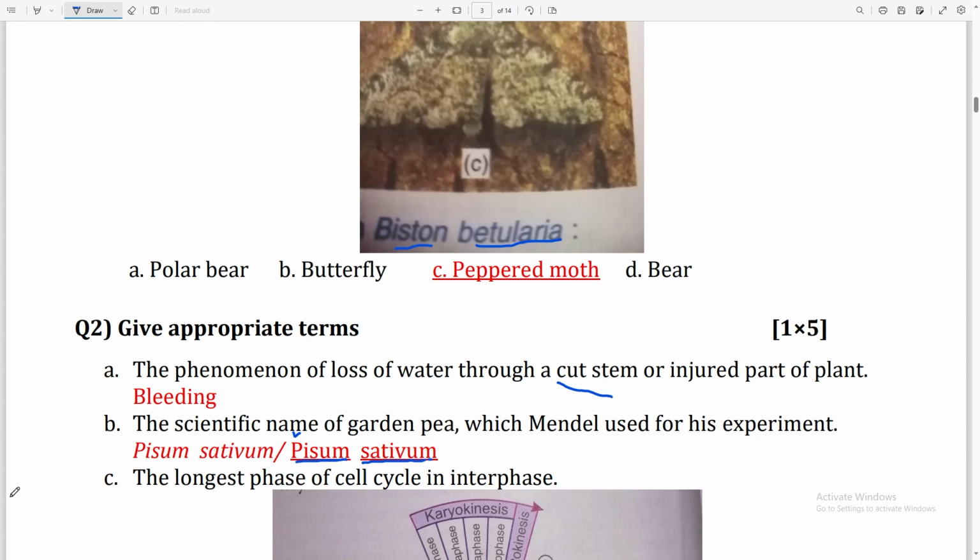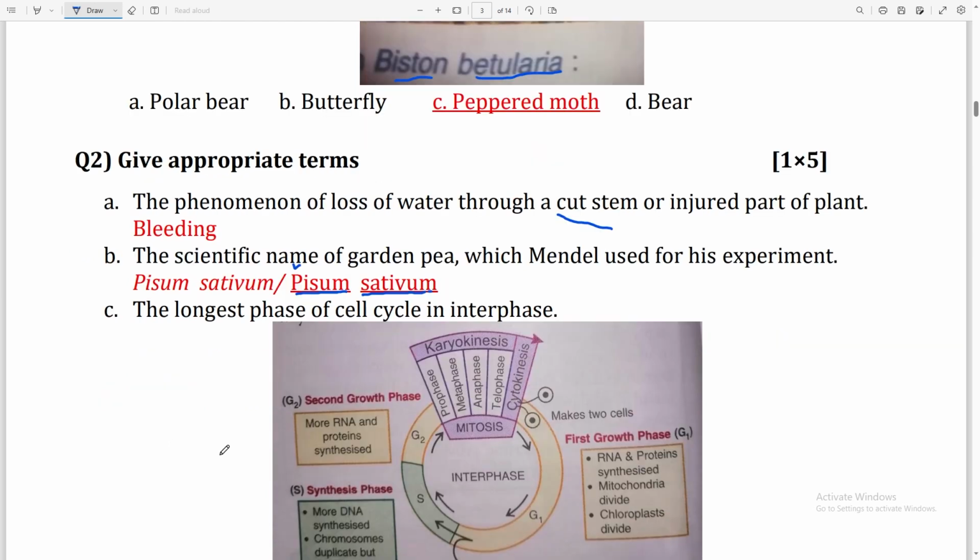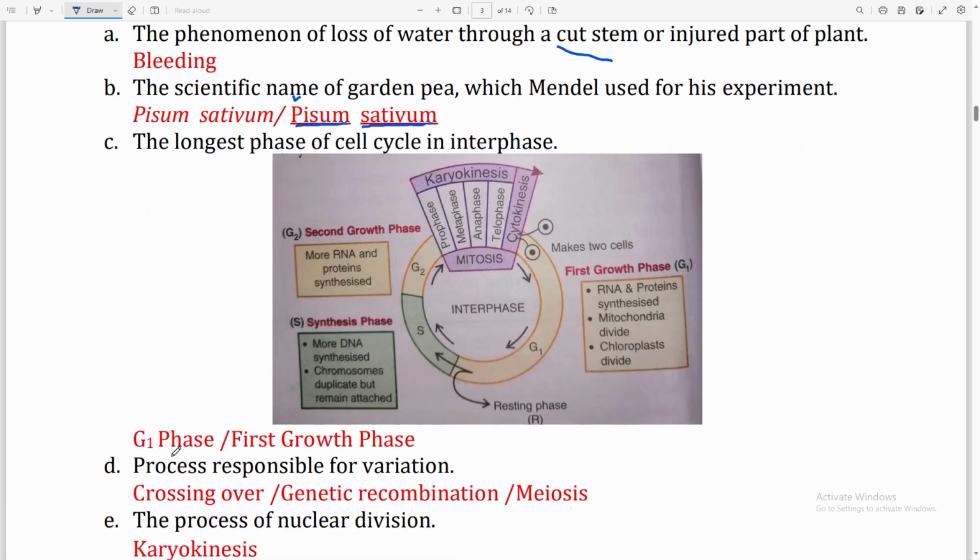The longest phase of the cell cycle is interphase. What is the interphase? Interphase consists of G1 phase, S phase and G2 phase. So which is the longest? In the diagram it is clearly visible. G1 phase, or that is known as fast growth phase, is the longest phase. So the answer is G1 phase or fast growth phase.